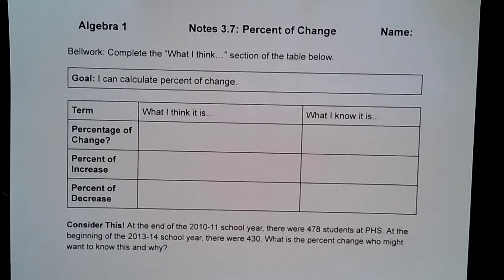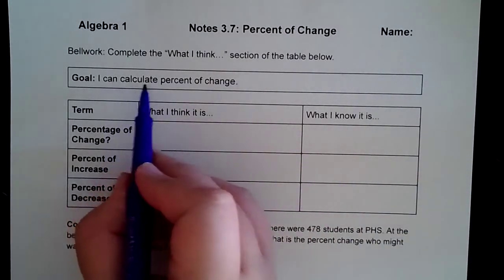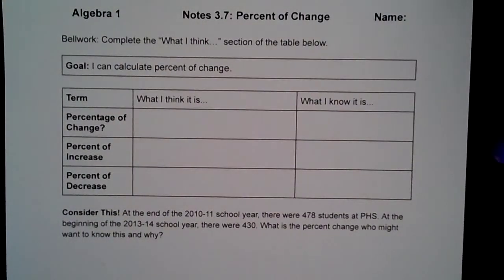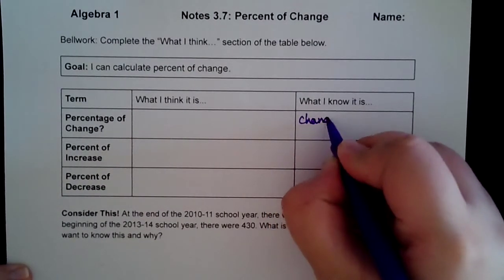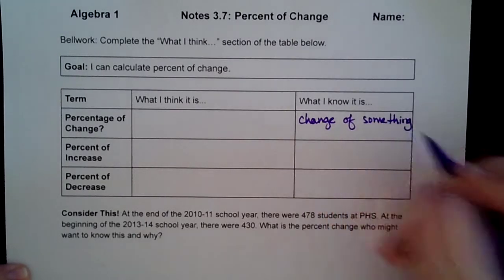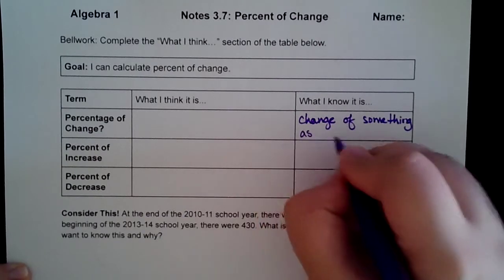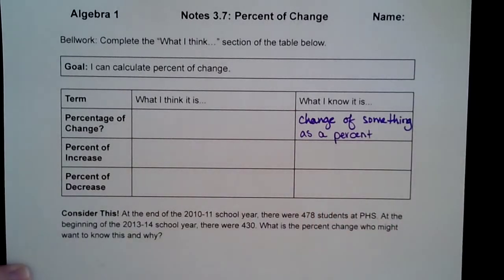Alright, hopefully you had time to fill out the "what I think" portion of the table. Now we're going to jump into "what I know it is." If we're going to be able to calculate the percent of change, we need to first know what percent of change is. Well, the percent of change is just the difference, as in an increase or decrease in the amount of something, expressed as a percent. So essentially, the change of something as a percent. I know that doesn't really help, and I know we're not supposed to use the actual words in the definition, but you'll see why this makes sense in just a minute.